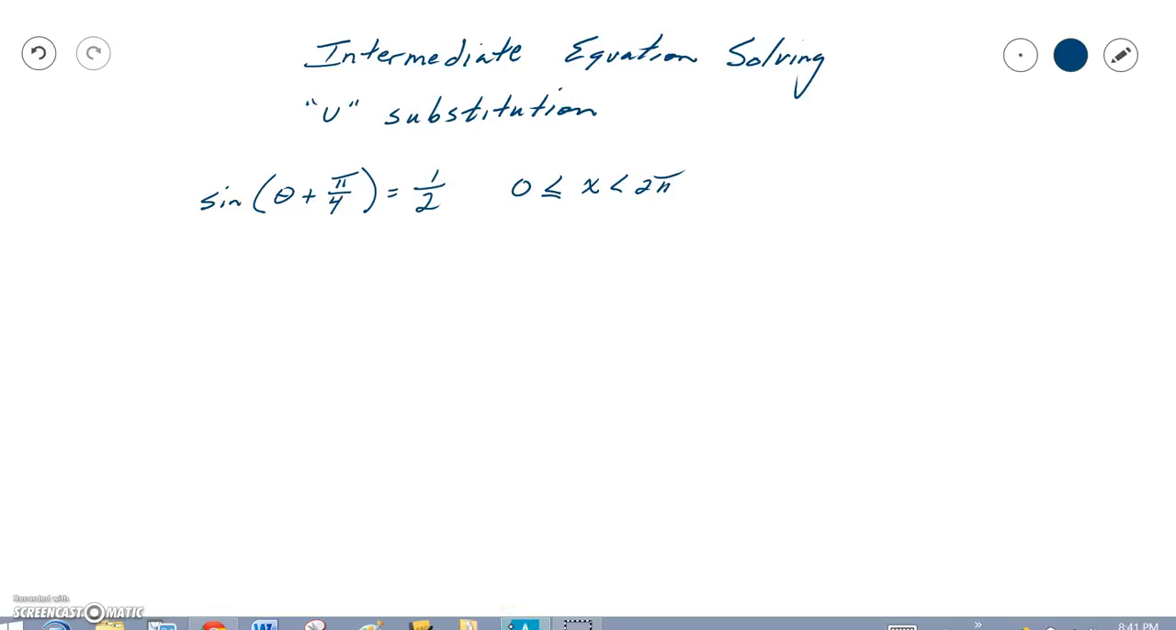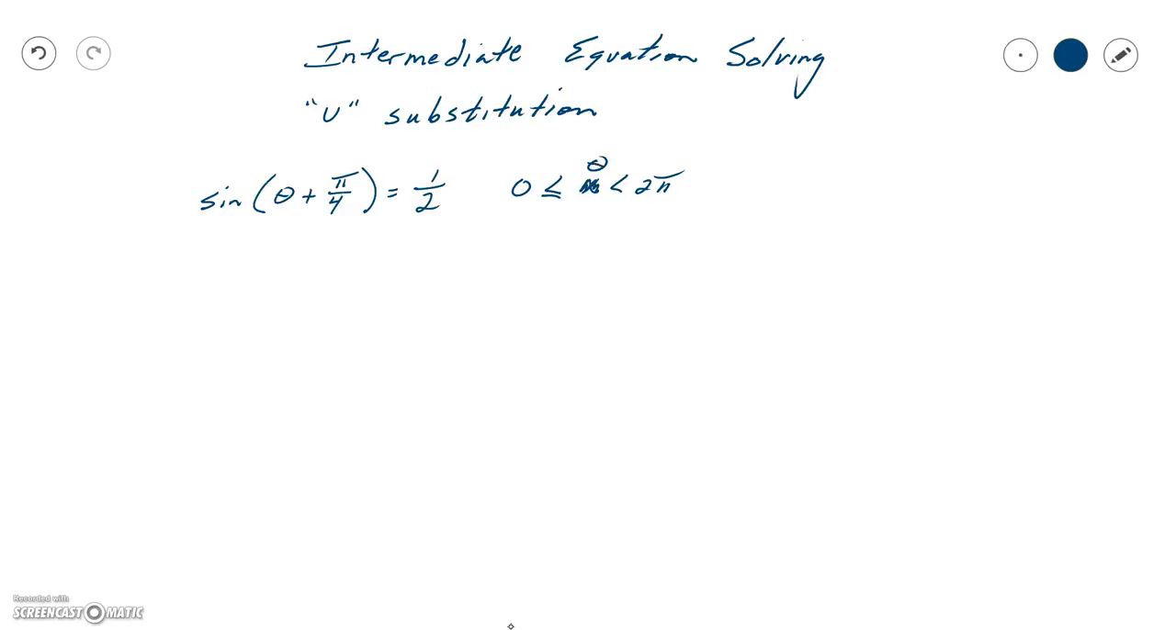Alright, so we're going to solve another equation here. This is intermediate equation solving. Specifically, we're talking about U substitution here. Alright, so here's the equation. Sine of theta plus pi over 4 equals 1/2. And specifically, we're looking for theta to be between 0 and 2 pi.